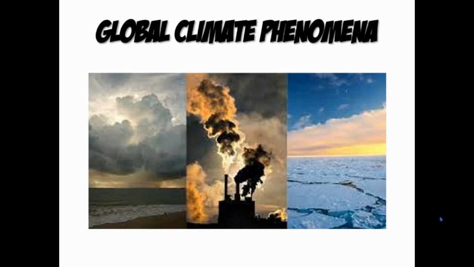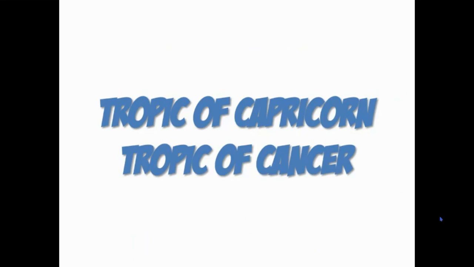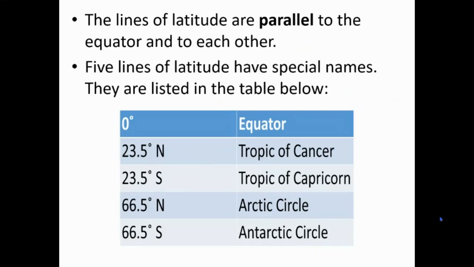And then proceed tayo sa Tropic of Cancer, Tropic of Capricorn. Ano yung connect nito dito sa climate change, no? Or hindi naman sa climate change mismo, kumbaga yung mismo particular climate, no? So the lines of latitude are parallel to the equator and to each other. 5 lines of latitude have special names. They are listed in the table below.